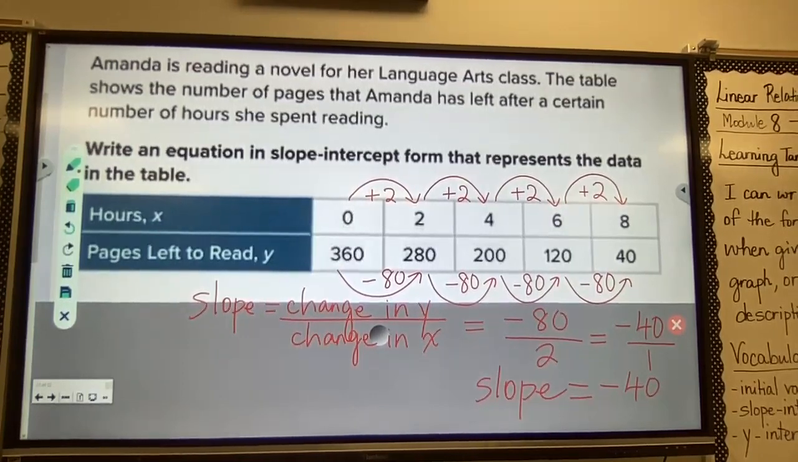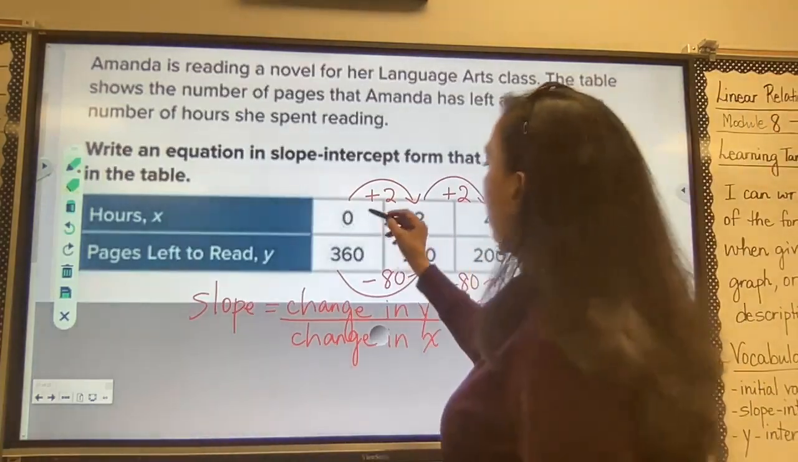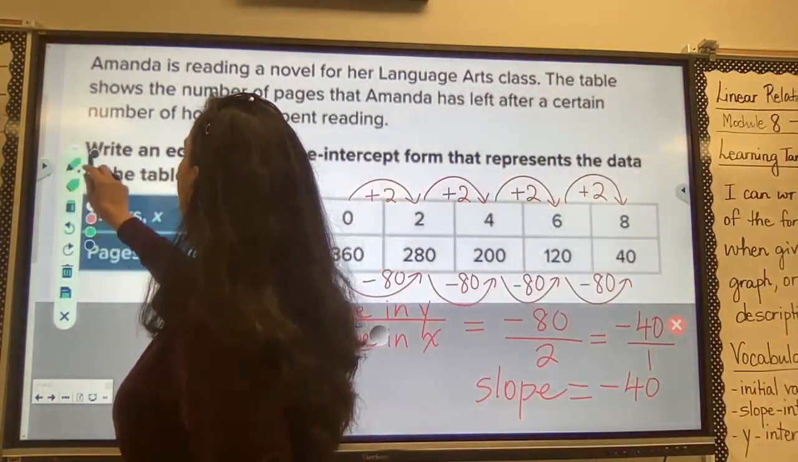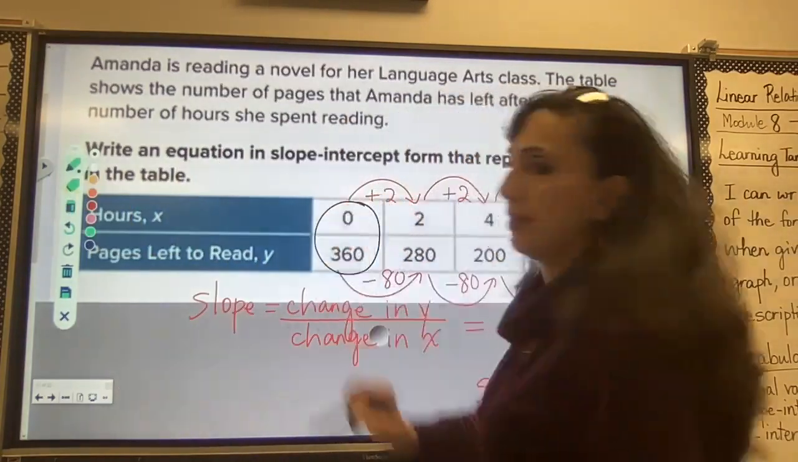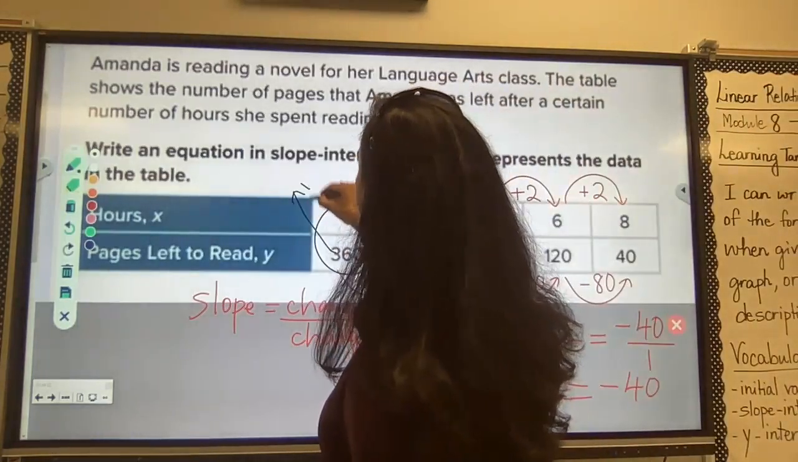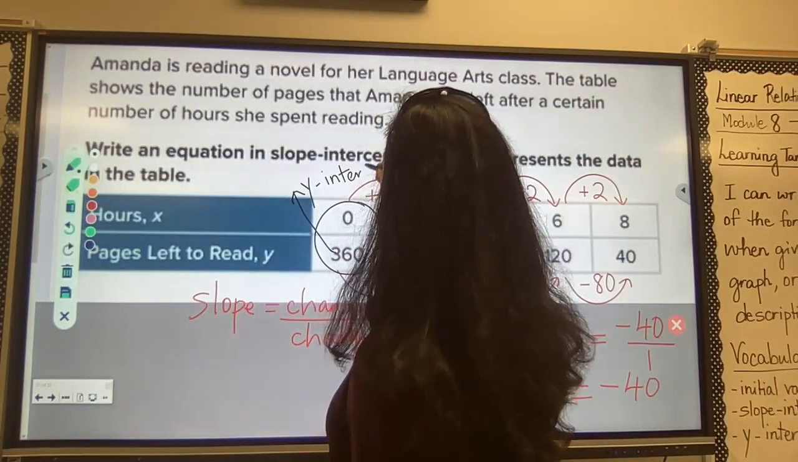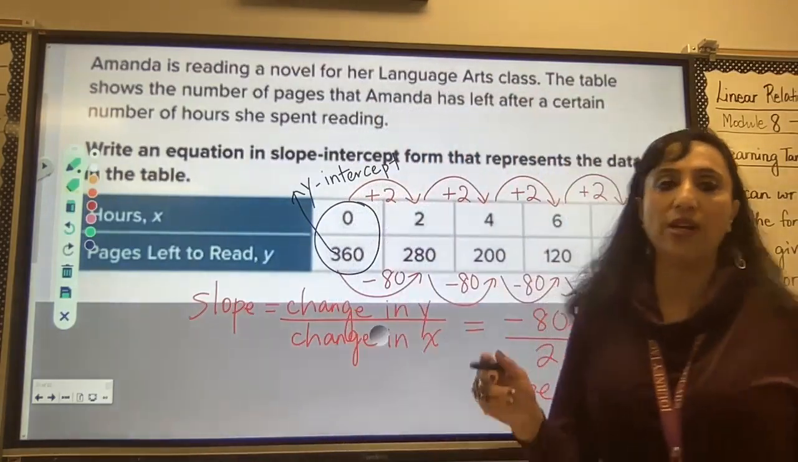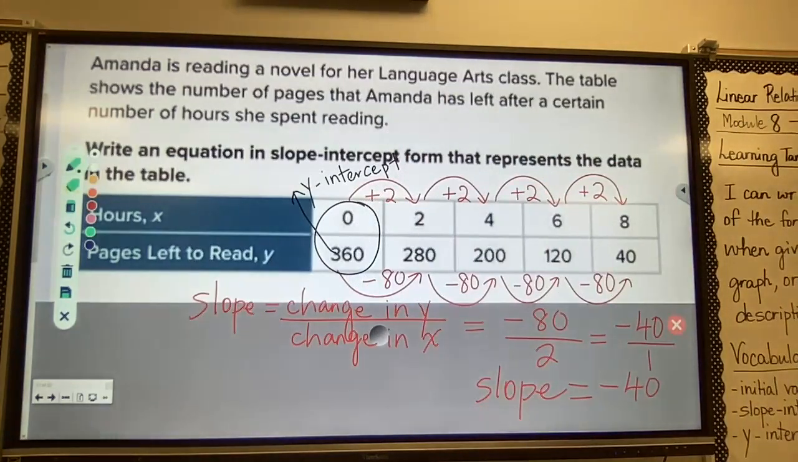Now we're going to find the y-intercept. We're looking to find the y value when x is 0. So when x is 0, let's look at this part. When x is 0, what is y? It is 360. So the y-intercept, or the initial value, is 360. That is telling me what my y-intercept is.